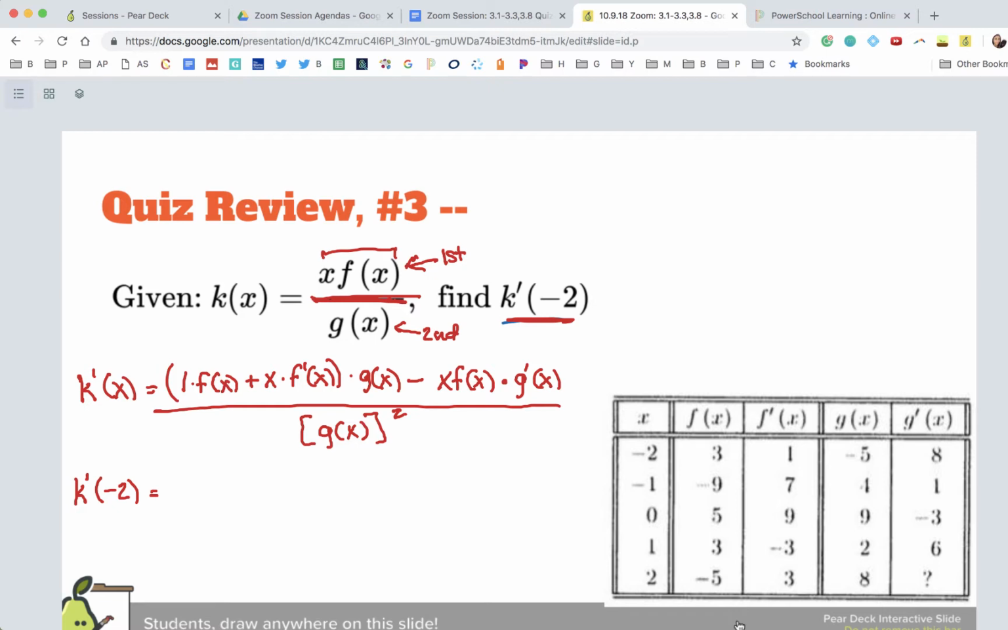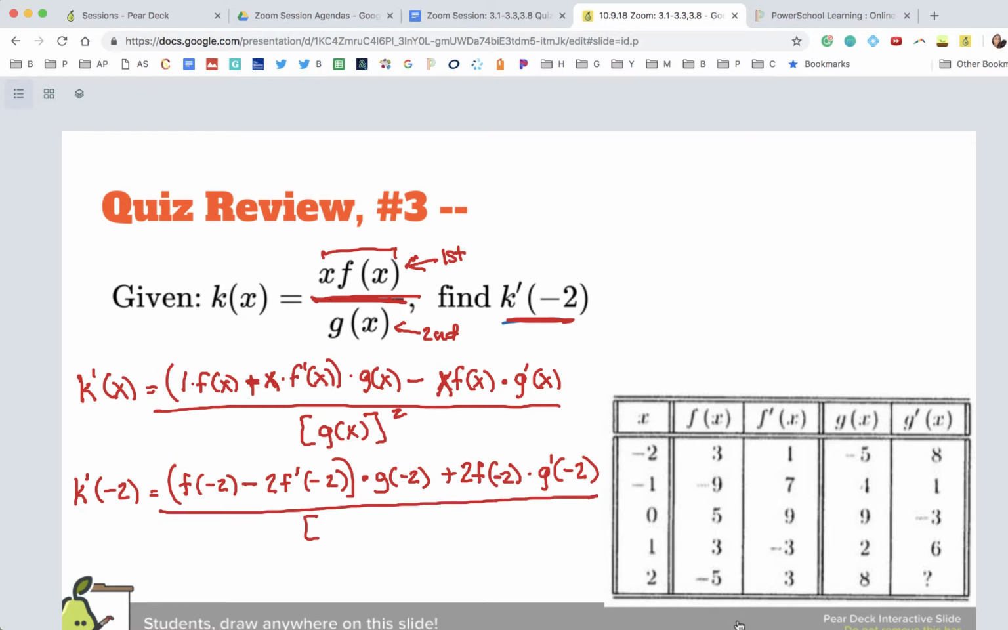All right, so we have f of x, which is going to be f of negative 2, and then we have plus x. And what is our x? Our x is a negative 2, so I'm going to make that a minus 2 f prime of negative 2. That whole thing is going to be multiplied by g of negative 2 minus our x is just a negative 2, minus a minus 2 is plus a 2, f of 2 times g prime of negative 2. Oops, that was a negative 2. All over g of negative 2, that quantity squared.